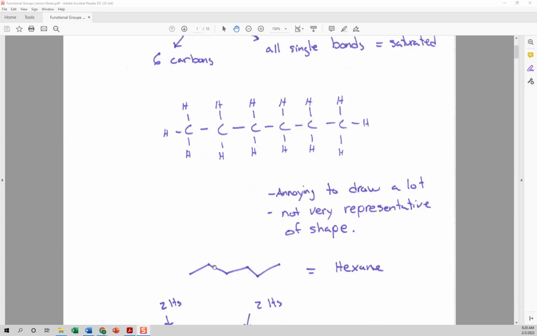The shorthand is just this zigzag thing, and this is equal to this. It's just 1, 2, 3, 4, 5 lines, but 6 points: 1, 2, 3, 4, 5, 6. That's our shorthand notation for hexane. So here's the full structure of hexane, and here's the shorthand.